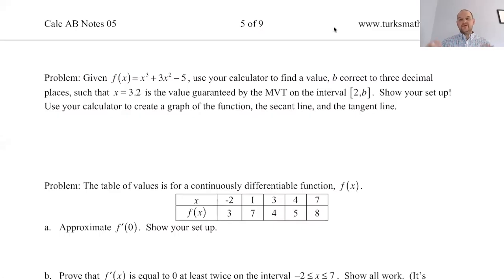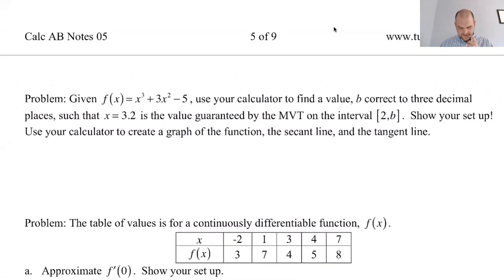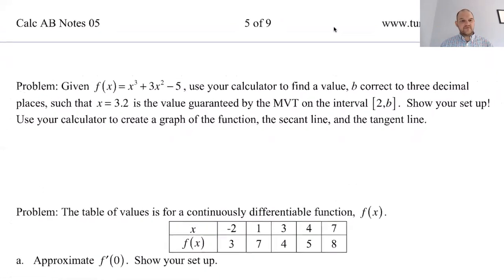All right, we're back. We are now on page 6 of notes 5 for Calc AB. It's about the mean value theorem. We did a bunch of traditional problems. Now things are going to get a little more interesting when we get to table problems, which are what I really think of when I think of using the mean value theorem. So let's see first what this problem is asking us to do.